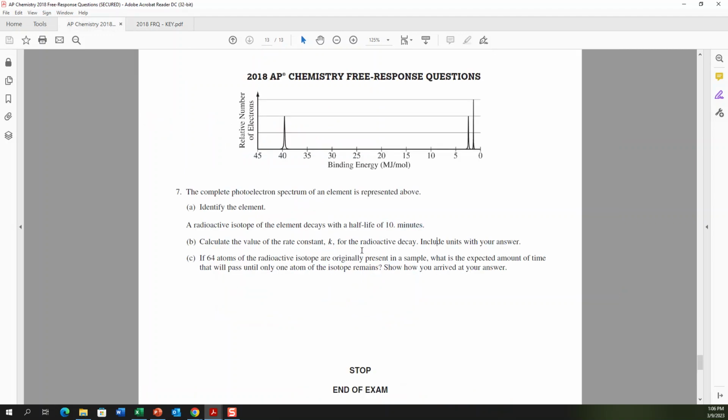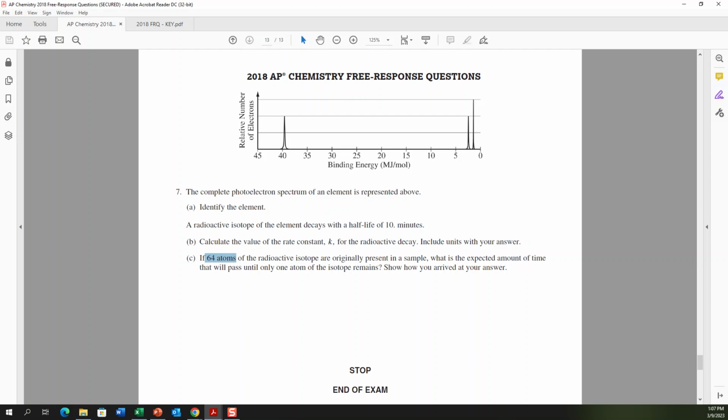Okay. All right, and then if 64 atoms of a radioactive isotope are originally present in the sample, what is the expected amount of time that will pass until only one atom of the isotope remains? So half-life question, every 10 minutes, the sample's gotten cut in half. You're starting with 64 atoms and you got to get it down to 1.